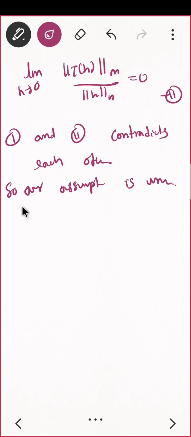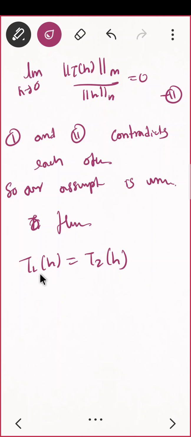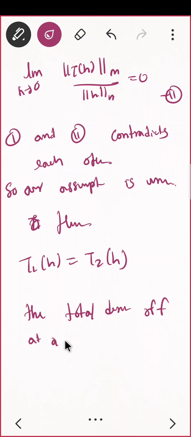So hence T1 of h is the same as T2 of h, that is, the limit exists. The total derivative of f at a, if it exists, is unique. Let us quickly go through it.